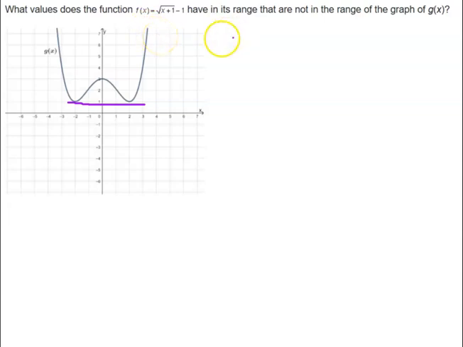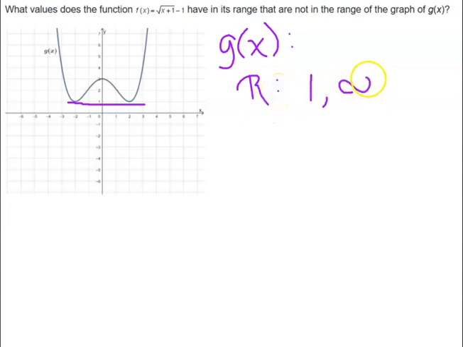So for g of x, the range would be from 1 to infinity. We put the 1 in brackets because the value of 1 is included in this function, and parentheses around infinity since we can't actually specify that value.